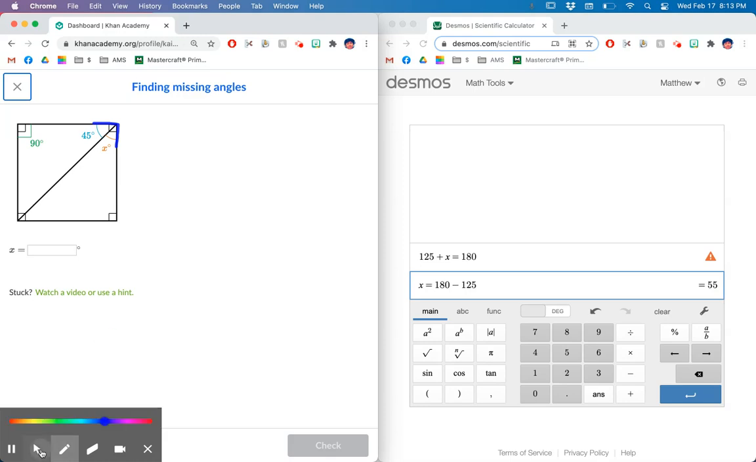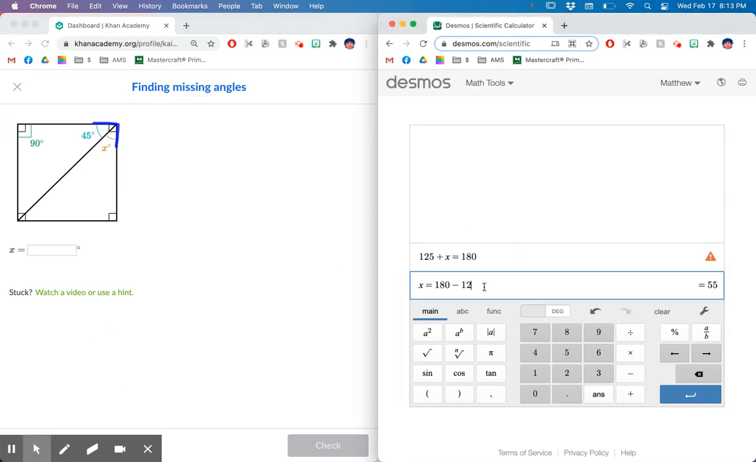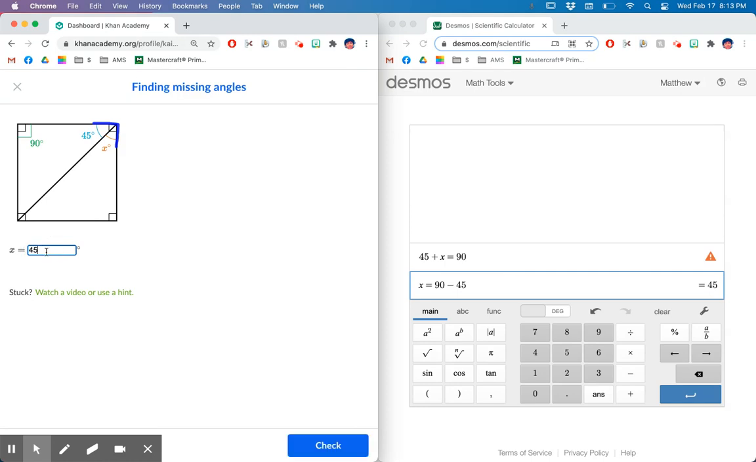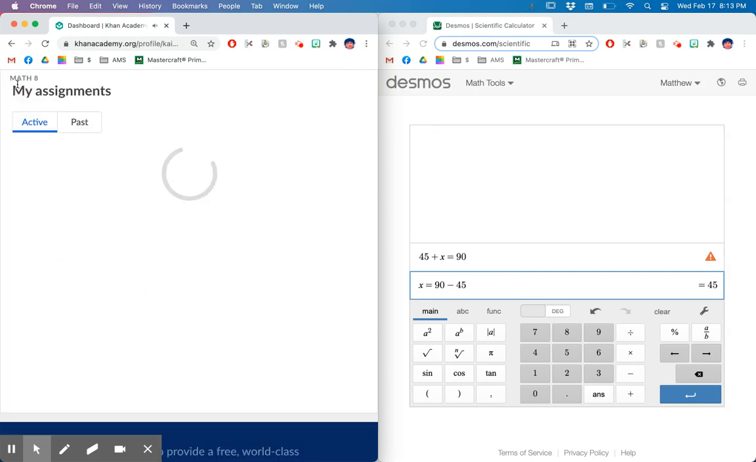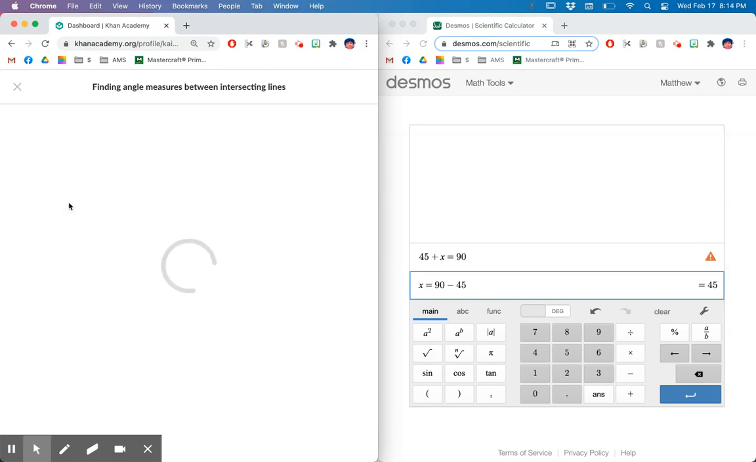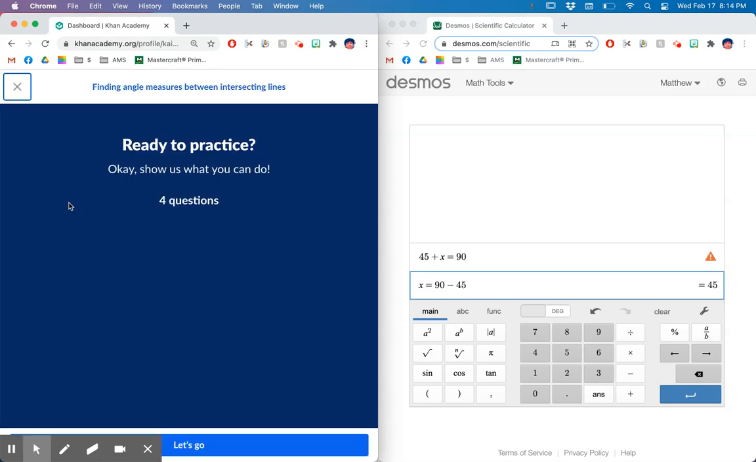I understand some of you guys can do that in your head, right? But let's show the work here just so you can get some practice, right? 45 plus x is equal to 90. They're actually a complementary angle pair. And then we just subtract 45 on both sides. So then it becomes 45. Boom. Okay, so I'm not going to do all four. Let's get to the second one, get some more complex situations here.